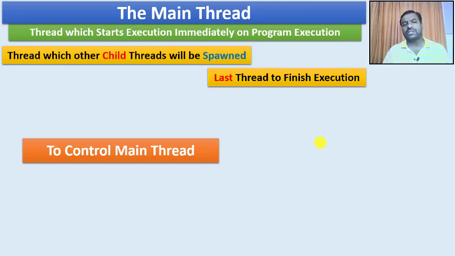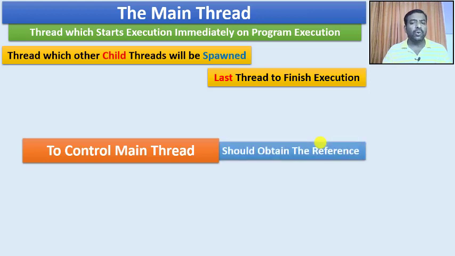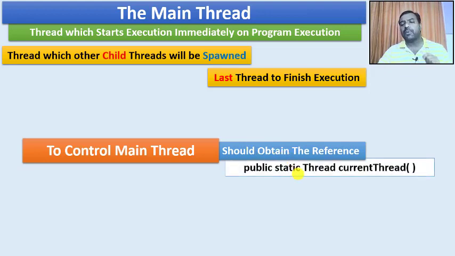Can I control this? The answer is yes, you can control. So if you want to control, you need to know the reference of the thread. You should obtain the reference of the thread. To obtain the reference of a thread, Java provides an inbuilt method called current thread. If I use this method, it is going to give me the reference of the current thread.